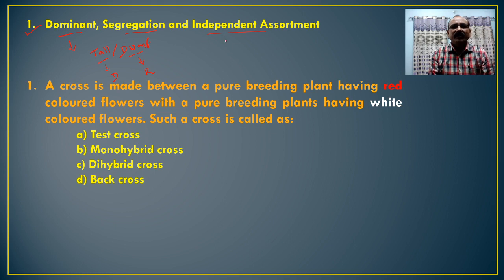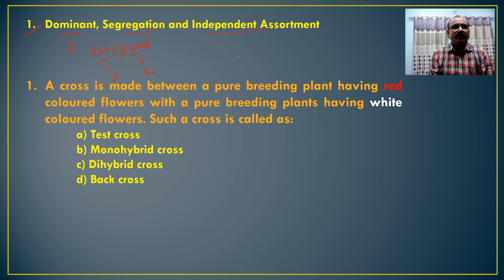In independent assortment, the statement of the law says that when parents differing in 2 or more characters are crossed, the inheritance of one character is independent of that of the other. Hence, the characters present in the parents are independently assorted in the upcoming generations. This is only because the characters are present on different chromosomes. If they are present on the same chromosome, then independent assortment is not possible.